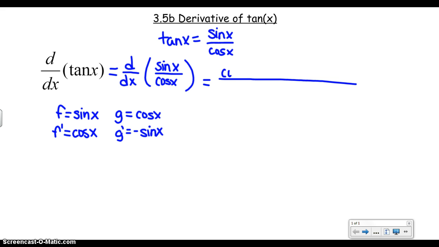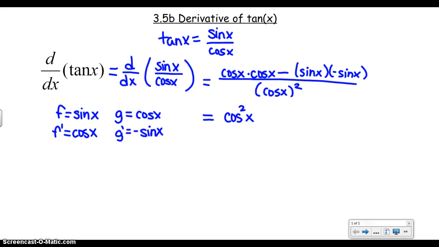So we do f prime times g, so we have cosine x times cosine x minus sine x times negative sine x, all over cosine x squared. So if we clean up the top, cosine x times cosine x is really just cosine squared x. And generally you put the squared in between the cosine and the x. You have a negative sine x times a negative sine x, so that's a positive sine squared x, all over cosine squared x.